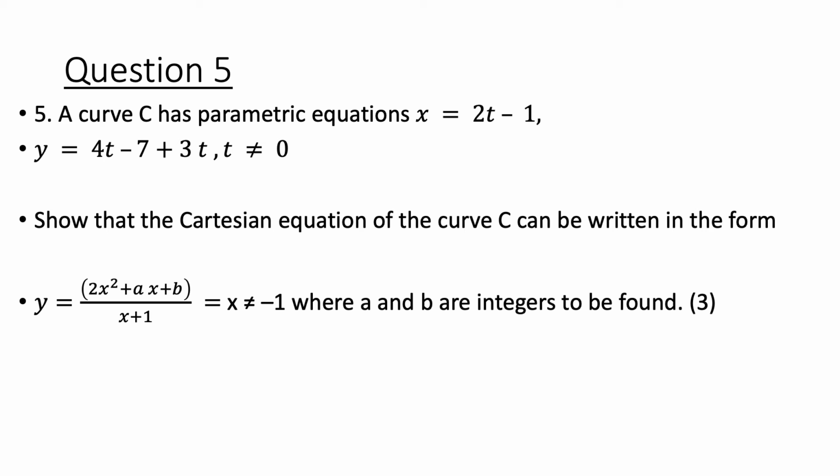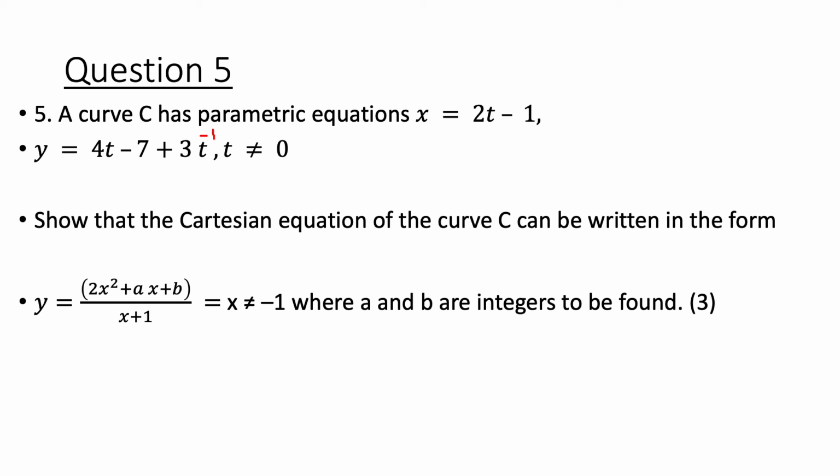Right, guys, question 5. So it is the last question for today's video, and then I'm going to do more questions in a separate video. A curve C has parametric equations: x equals 2t minus 1, y equals 4t minus 7 plus 3t to the minus 1, actually, because it is 3 over t, guys. Okay, sorry, I forgot to put the minus 1 there.